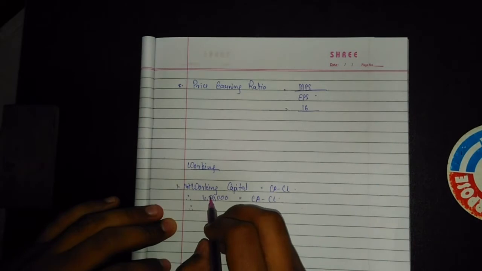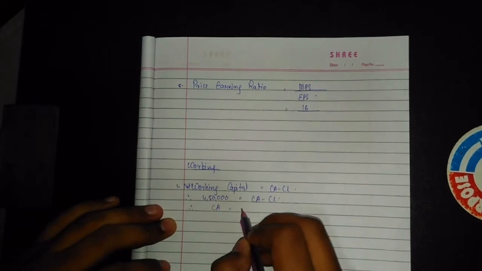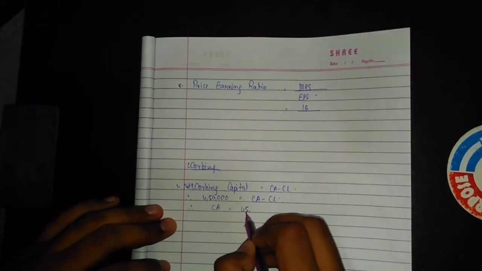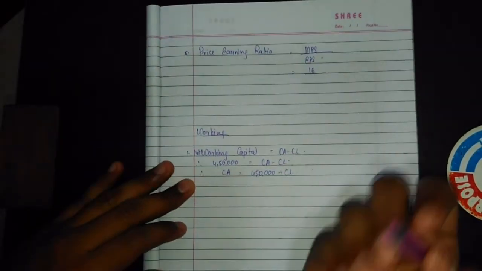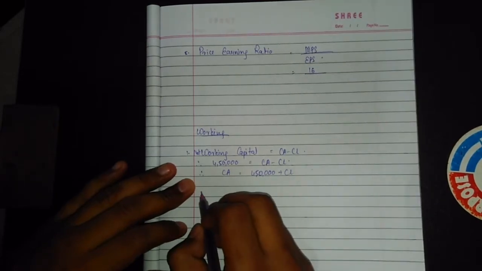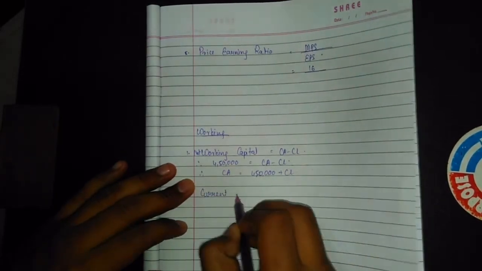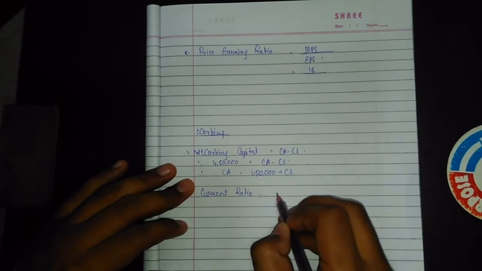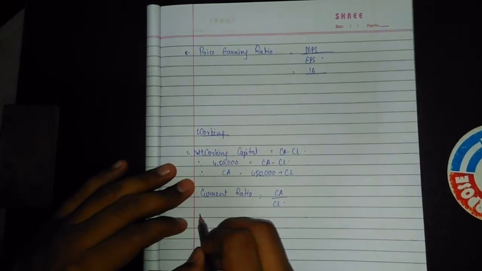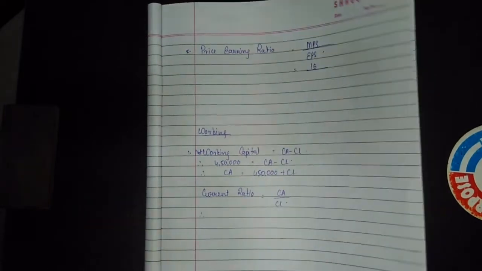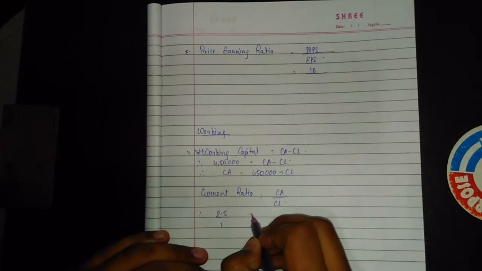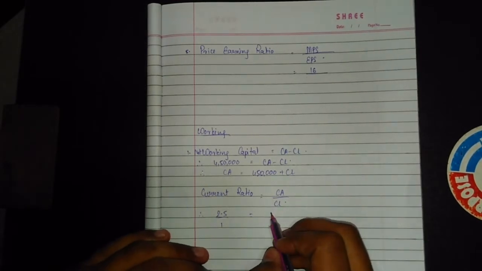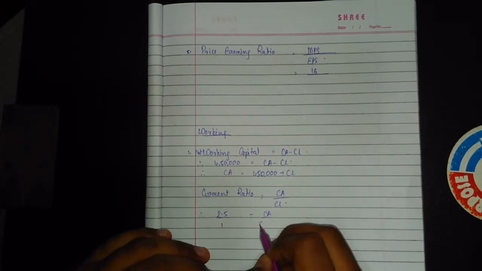Therefore, CA is equal to 4,50,000 plus CL. I have done this just because there is a reason behind this. I'll show what it is. Current ratio is equal to CA divided by CL. Therefore, the first ratio that is provided to us is 2.5 divided by 1. We'll write there CA is equal to CL.